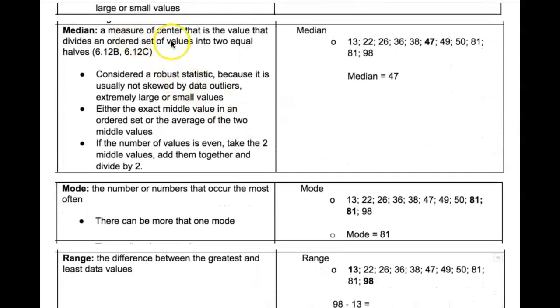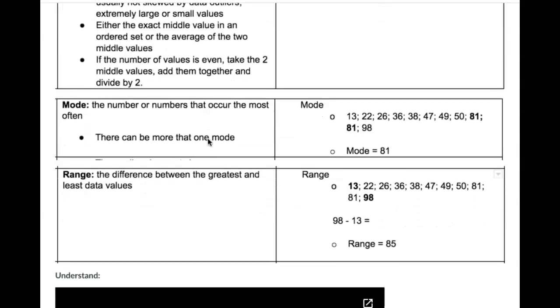Median is the piece of data that's exactly in the middle of the data set. If it's an odd number, it's going to be an actual piece of data. If it's an even number, it says right here, you'll take the two middle numbers and you'll add them together and divide by 2. Okay, we're going to practice that in a moment.